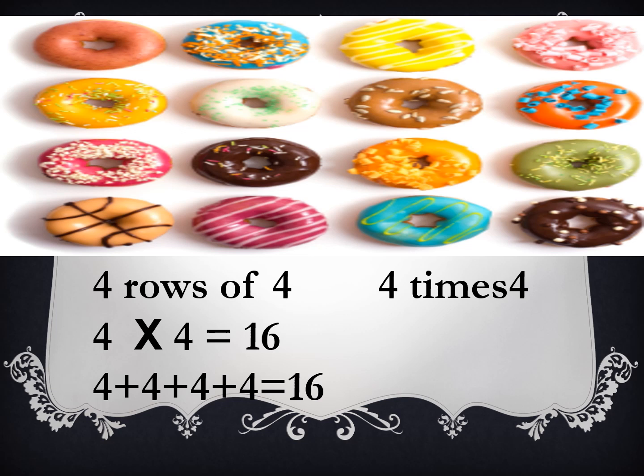Now look at this array. Can you count how many rows do you see? Amazing! We have 4 rows. In each row, how many donuts? Amazing! We have 4 rows of 4. We can say 4 times 4. It means 4 plus 4 plus 4 plus 4. Can you say the sum? Excellent! It's 16. So 4 multiplied 4 equals 16.